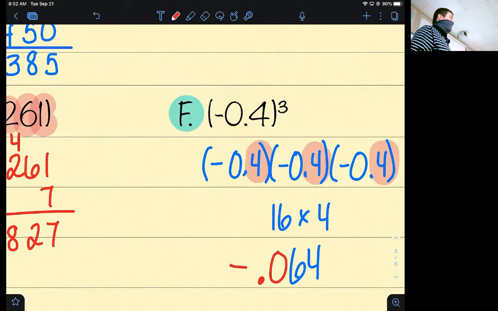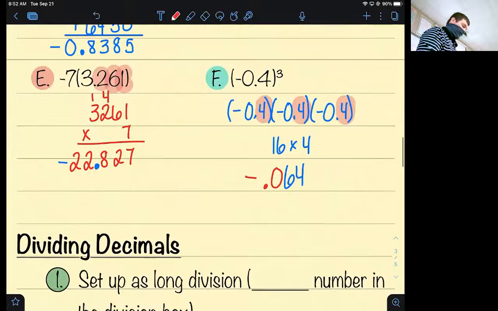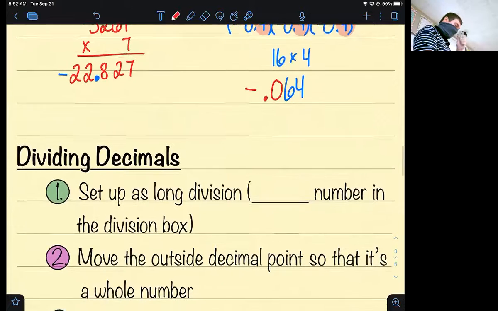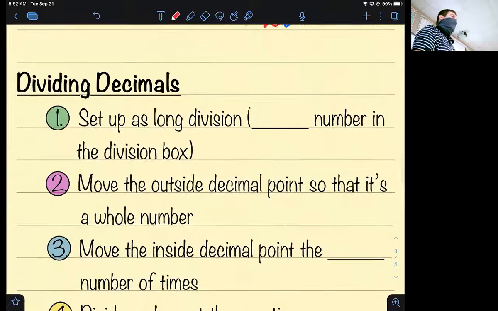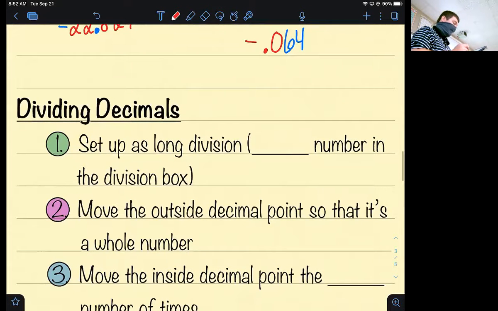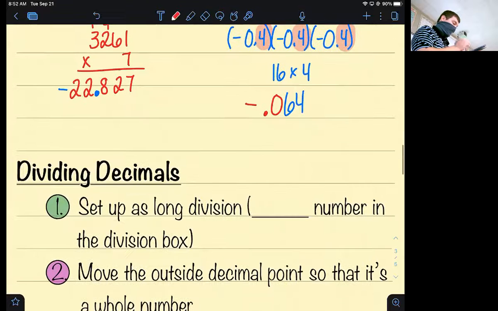Let's move on to the more time-consuming part of tonight's lesson and homework, which is dividing decimals. You're not going to like dividing decimals as much because it requires long division. Now, you may not like long division, but I know you know how to do it. So we're going to set up long division, and just a reminder, the first number goes inside the division box. Last week, you heard me say that the top dog gets the house.